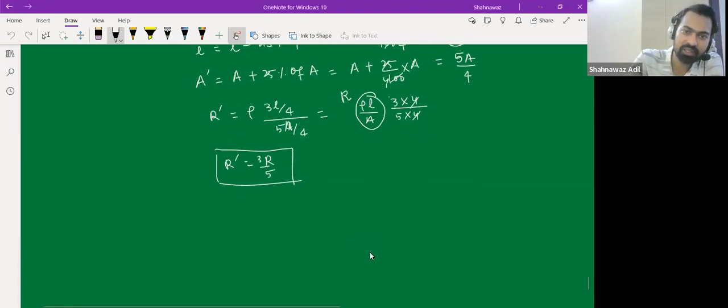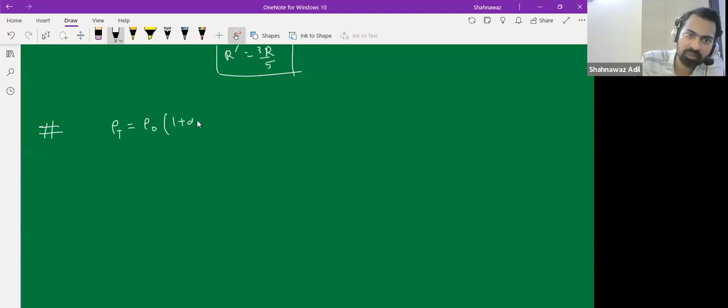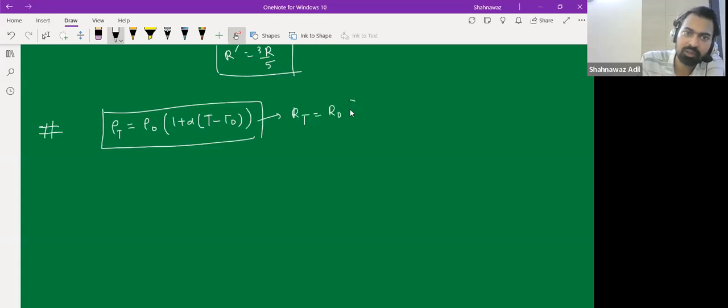Now the next topic is the temperature dependence of the resistivity or the resistance, so they both have the same dependence on the temperature. So let's say if I talk about resistivity, this is equal to rho naught, let's say this is at some temperature, and this is 1 plus alpha T minus T naught. This is how the resistivity is valued, and the same goes for the resistance. This is also 1 plus alpha.